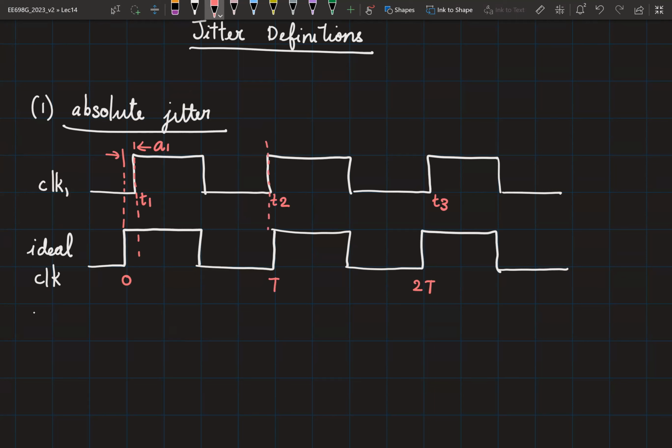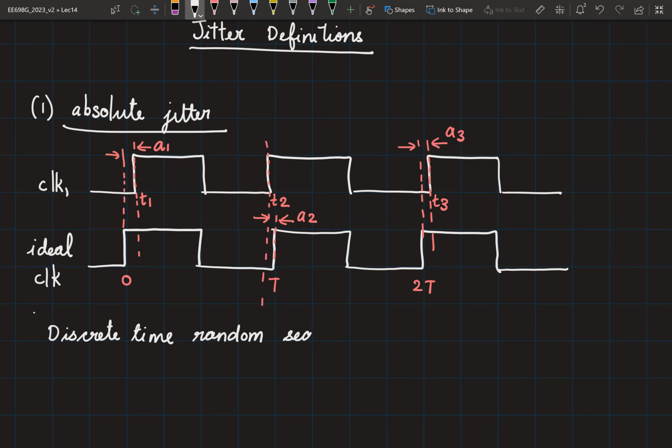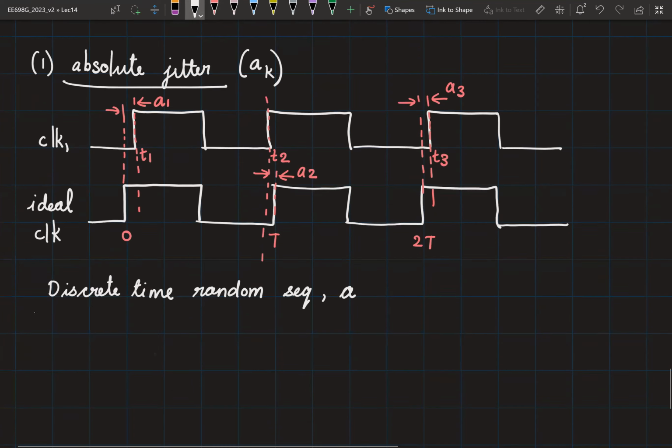So similarly, there is some A2 here. There is some A3 here, etc. So now I have a sequence given by A1, A2, A3, etc. So this is a discrete time random sequence, which I have represented using the term A, and this is called absolute jitter. So we'll represent absolute jitter using the letter AK, where K stands for the index, right?